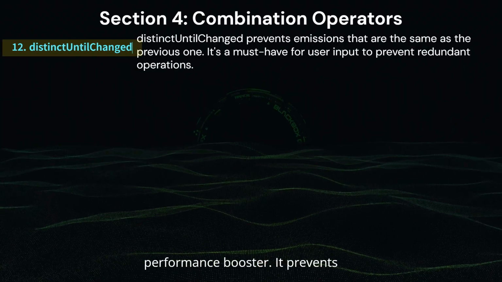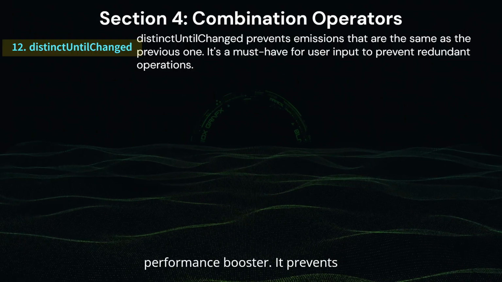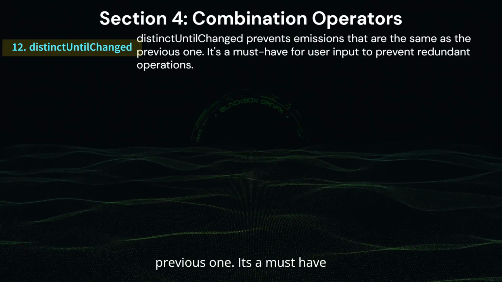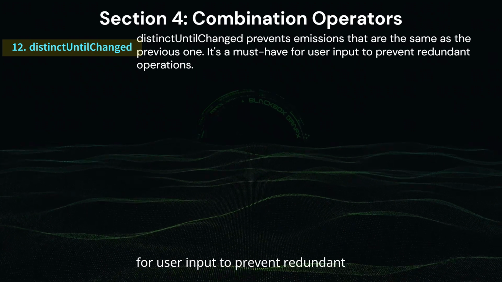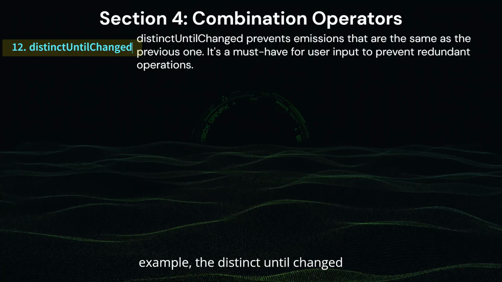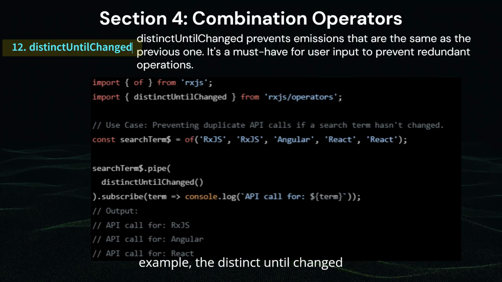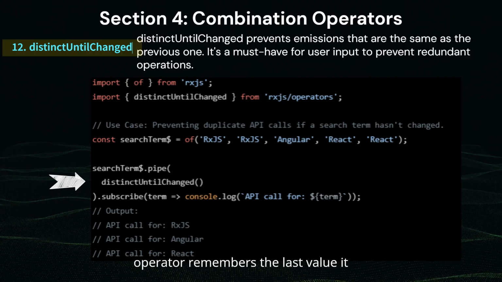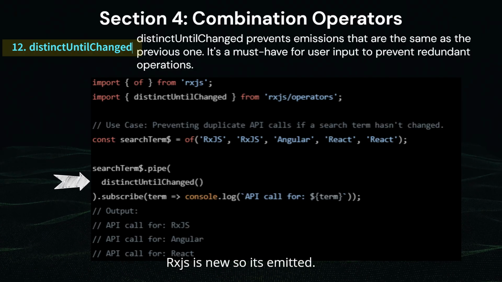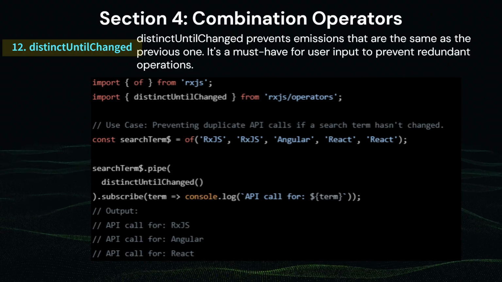distinctUntilChanged is a huge performance booster. It prevents emissions that are the same as the previous one. It's a must-have for user input to prevent redundant operations. In the given example, the distinctUntilChanged operator remembers the last value it emitted. The first value, RxJS, is new, so it's emitted.